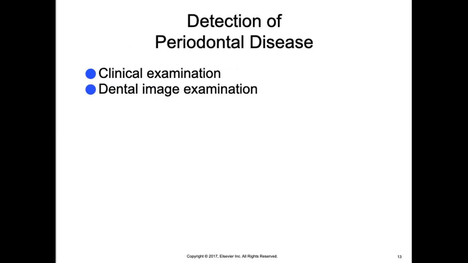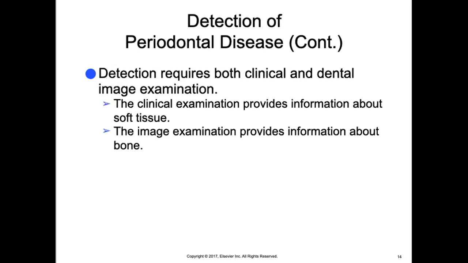So detection of periodontal disease can be done through clinical examination as well as a dental image examination. Dental images must be used in conjunction with the clinical examination. Detection requires both clinical and dental images. The clinical examination provides information about the soft tissue. The image examination provides other information about the bone. So clinical examination provides information about soft tissues, whereas dental images permit evaluation of hard structures, such as bone.